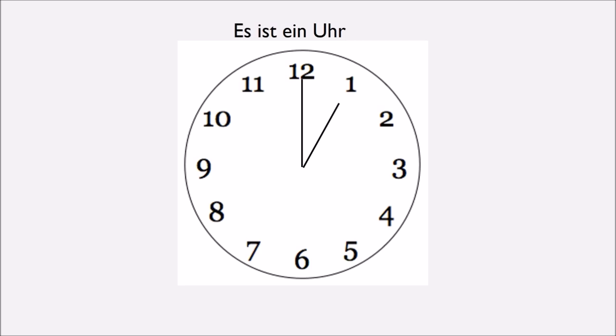1 o'clock. So, ein, not eins. Although the number 1 is eins, remember it's ein because it's followed by the word Uhr, which in this case means o'clock. Es ist 1 Uhr. And therefore now, es ist 2 Uhr. And that's how it carries on with the full hours. 3 Uhr, 4 Uhr, 5 Uhr, 6 Uhr, 7 Uhr, 8 Uhr, 9 Uhr, 10 Uhr, 11 Uhr, 12 Uhr. Just like in English.